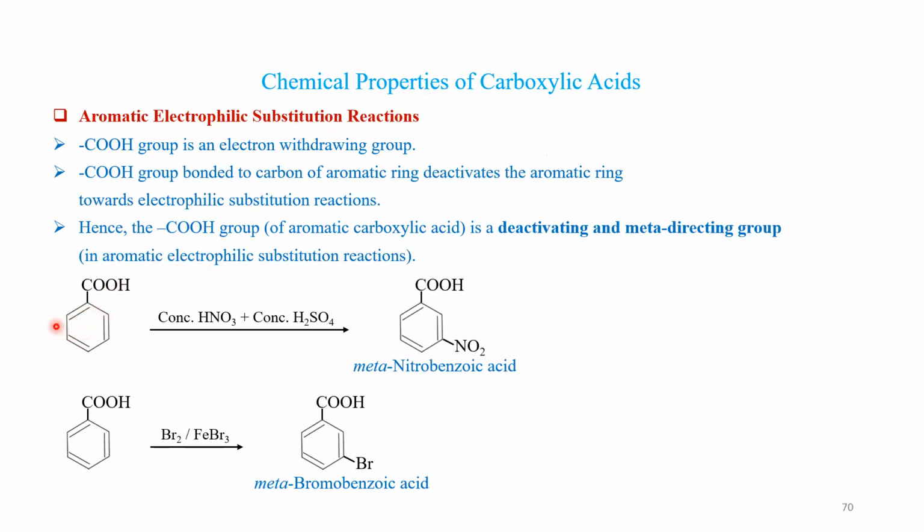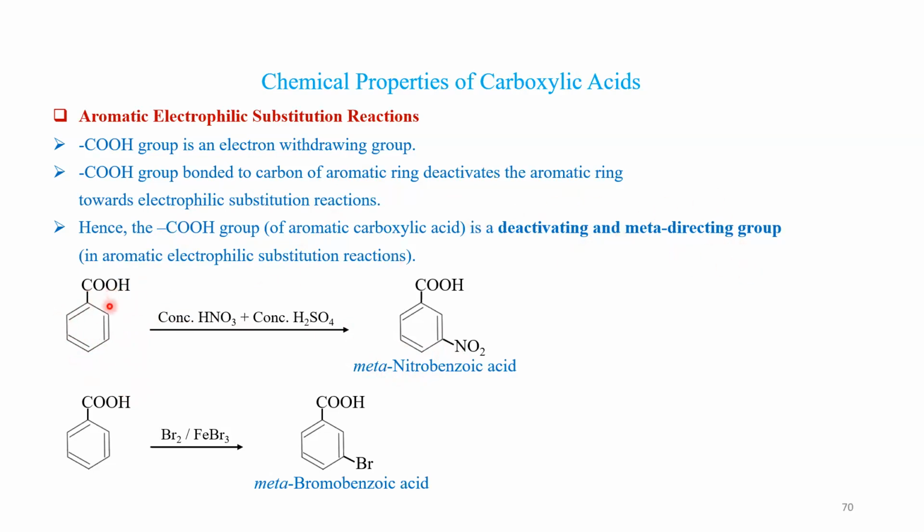Okay. And then it decreases the electron density, particularly at ortho and para positions. So electron density at the meta position will be relatively higher than at the ortho and para positions. Therefore, when this is subjected to electrophilic substitution reaction, the substitution will happen at the meta position. So COOH is a deactivating group and a meta directing group.